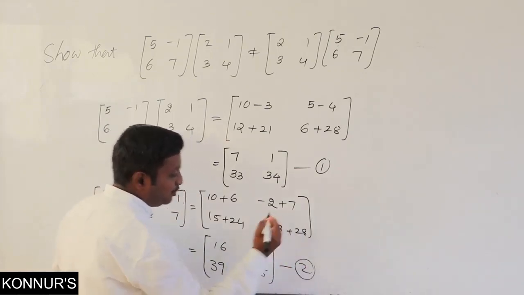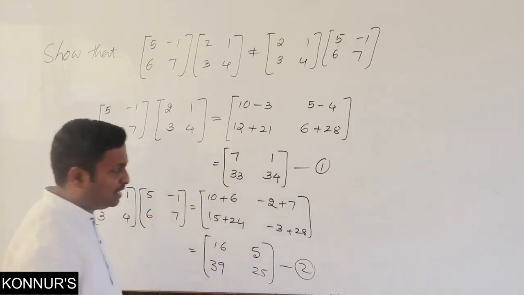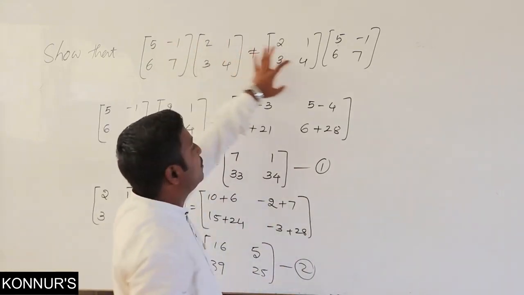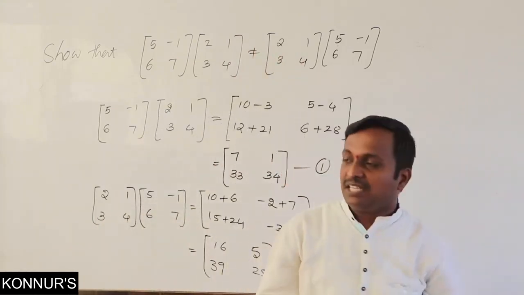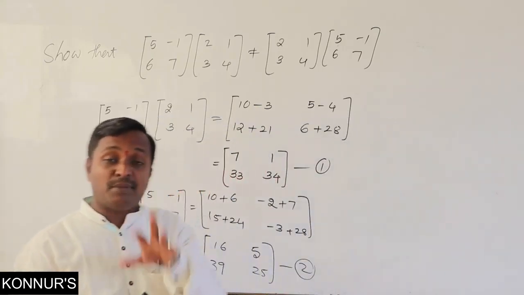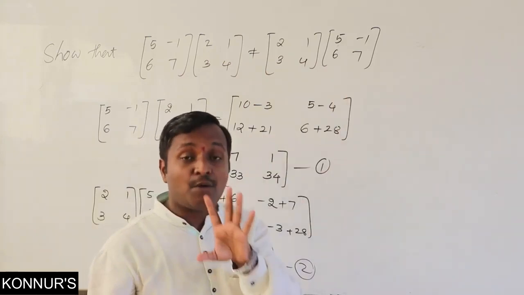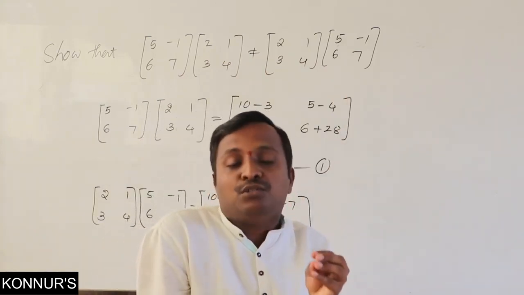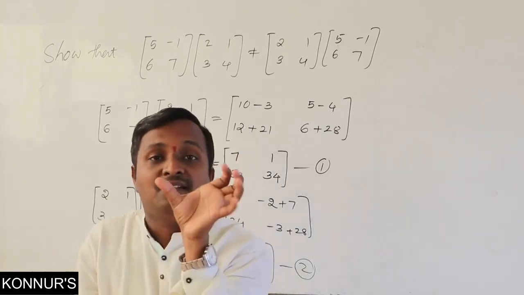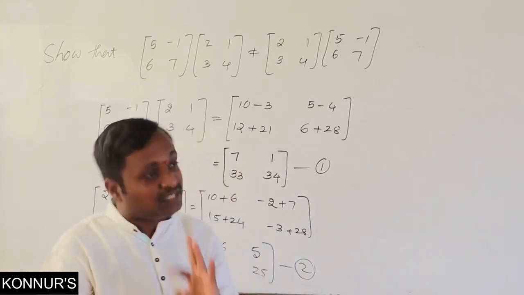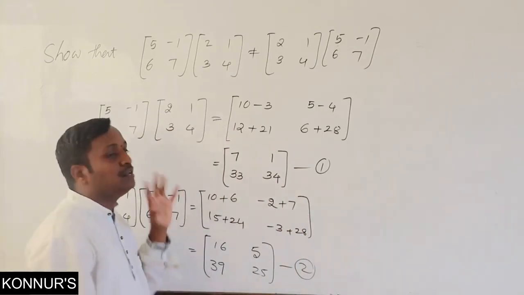Observe equations 1 and 2. This is not equal to this matrix. 7 is not equal to 16. We can conclude from 1 and 2 that this is not equal to this. Under matrix multiplication, AB need not be equal to BA. That means the commutative property is not true under matrix multiplication. It holds in matrix addition: A plus B is always equal to B plus A. But in matrix multiplication, commutativity does not hold.